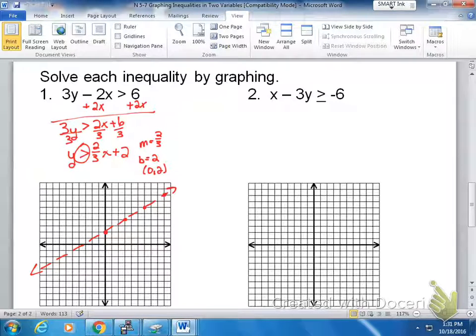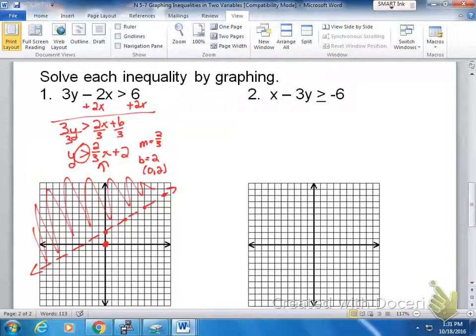Now we have to decide where to shade. It says on the back page of the paper that if we have greater than, we're going to be shading above the line. Okay, so if it was raining, we'd want the rain to be on us. So we're going to shade this part of the line. But just let me make sure of something, okay? I'm going to choose the point 0, 0 because it's an easy point to choose. If I plug that into my equation and it's wrong, then I shaded the wrong side. If it's right, then I'm good. We never want to shade the side of the line where points don't work.